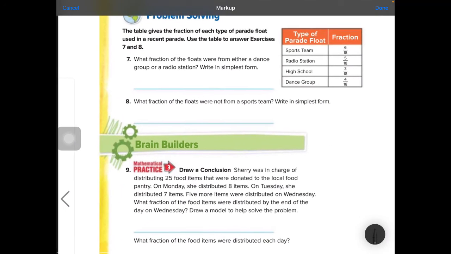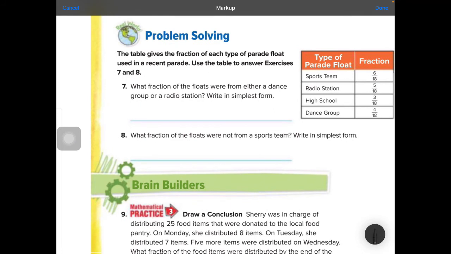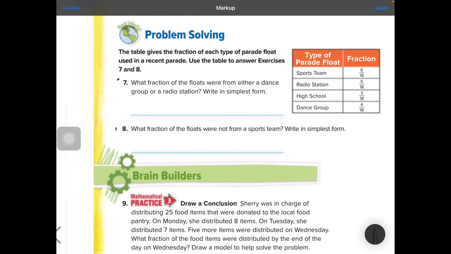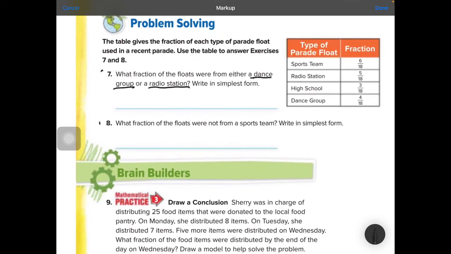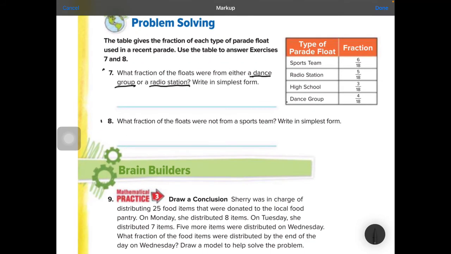Problem solving. This table gives the fraction of each type of parade float used in a recent parade. Use the table to answer exercises 7 and 8. What fraction of the floats were either a dance group or a radio station? Write in simplest form. Okay, dance group and radio station.